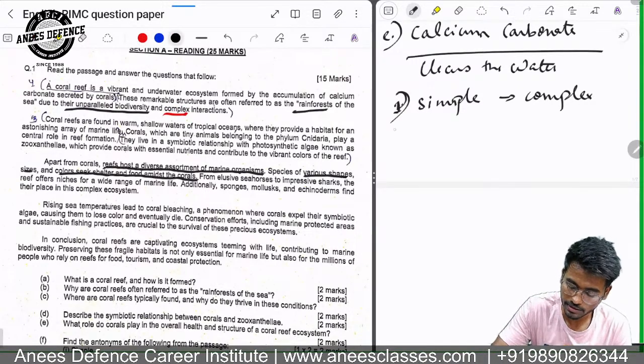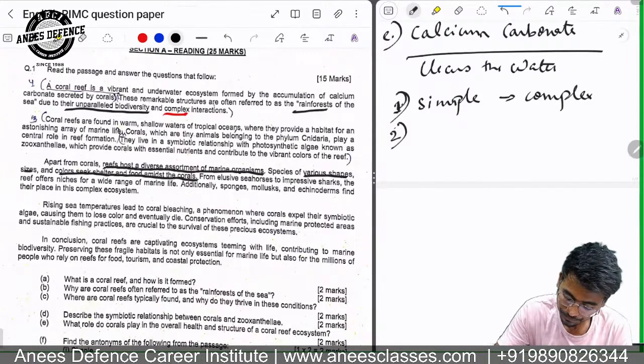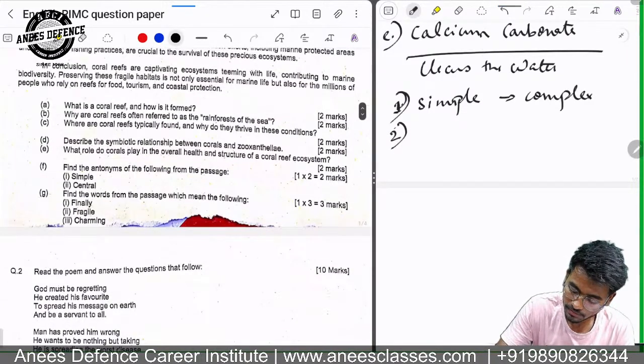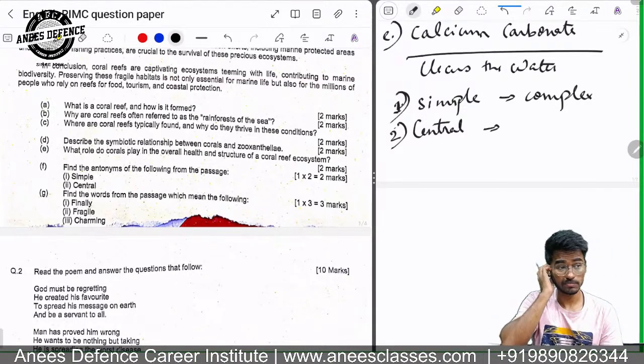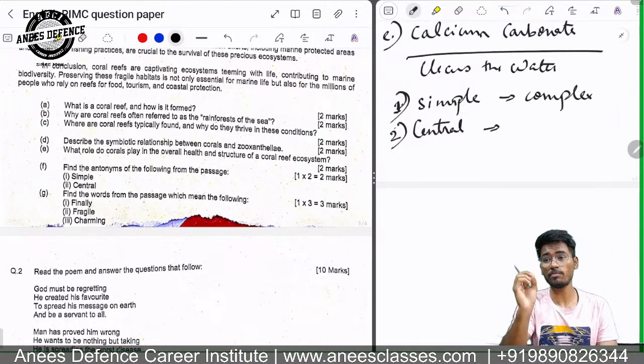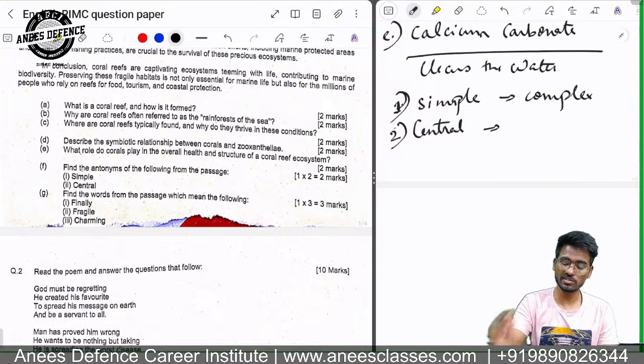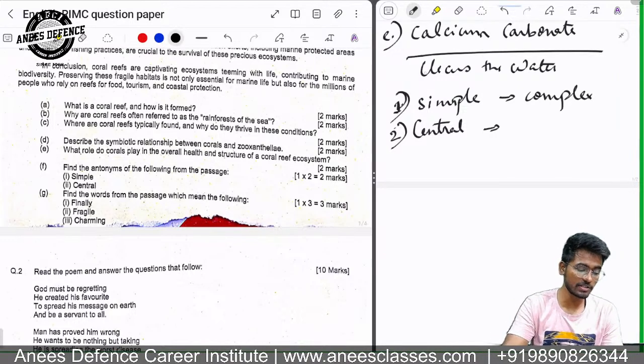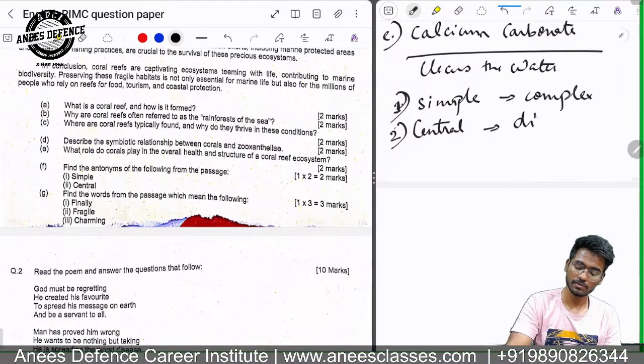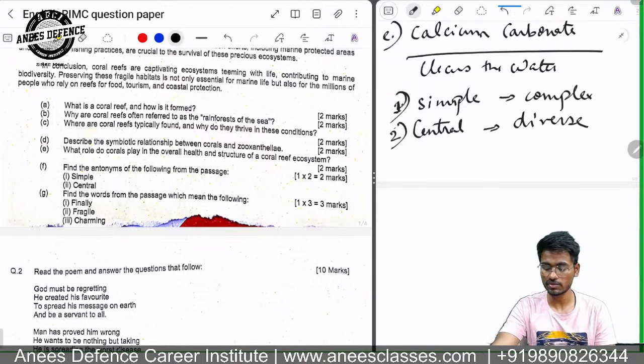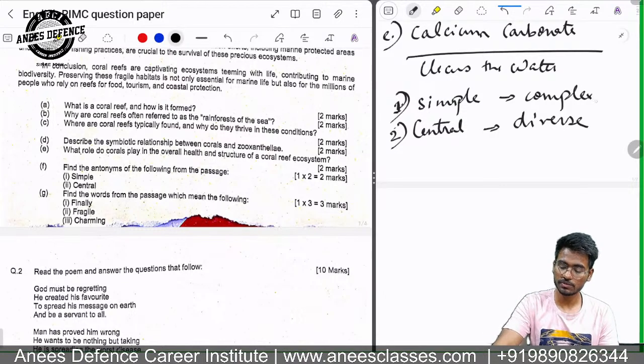Okay. The next is nothing but your central. Central means nothing but one. We are talking only with one thing, central person or the central thing. The opposite of central is diverse. Diverse. These are the antonyms which were asked.